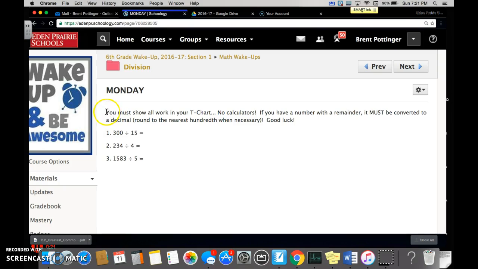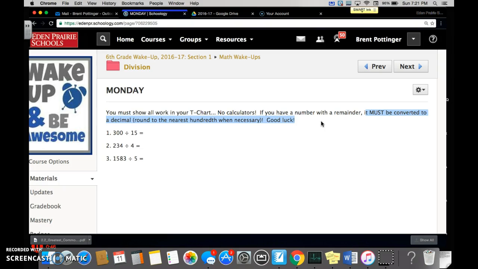It says you must show all of your work in a T-chart, which is not anything new. No calculators, still really nothing new. If you have a number with a remainder, remember we're doing division, it must be converted to a decimal rounded to the nearest hundredth when necessary. So it's a little bit different for those of you that do weekly math.